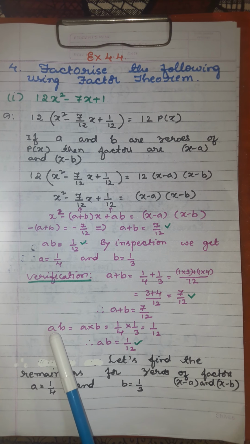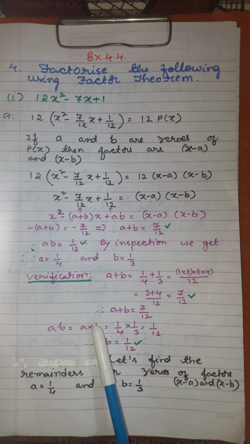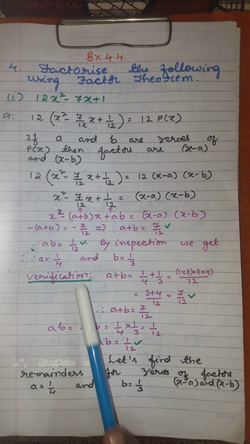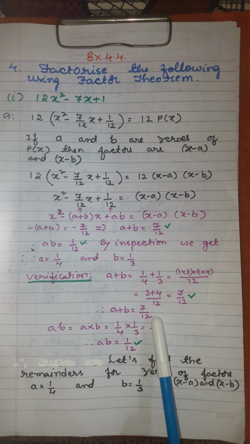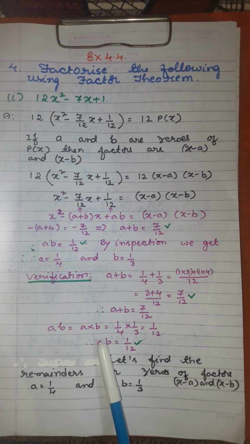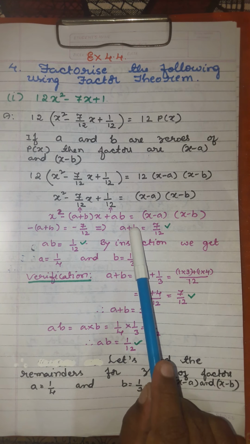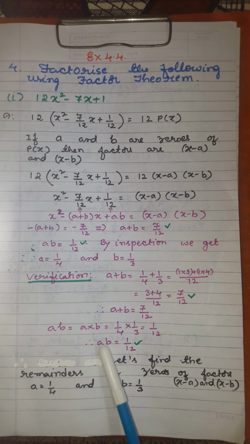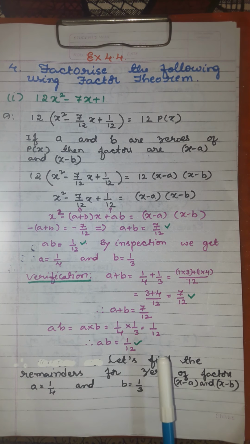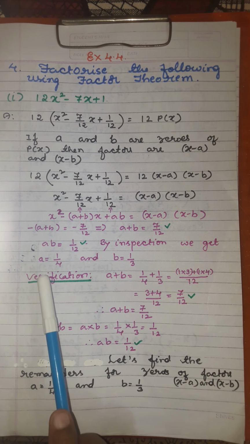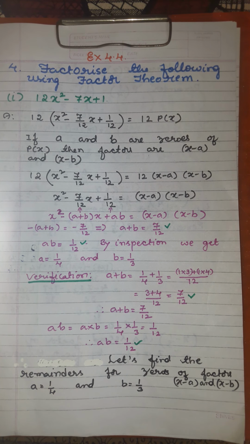Now the product AB is nothing but a into b. What is the value of a? 1 over 4 into 1 over 3. 1 into 1 is 1, 4 into 3 is 12. AB is equal to 1 over 12. So a plus b is equal to 7 over 12. Here also a plus b is equal to 7 over 12, and AB is equal to 1 over 12. So that means the values of a and b are correct.